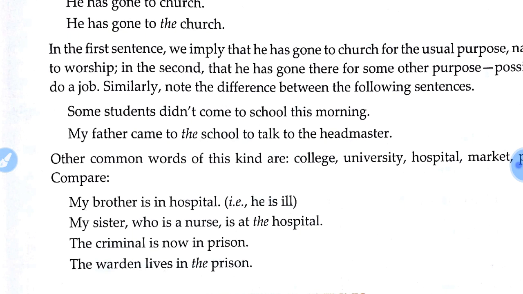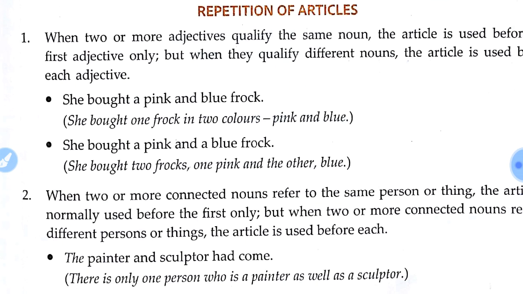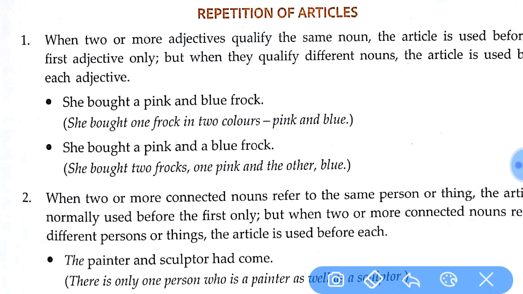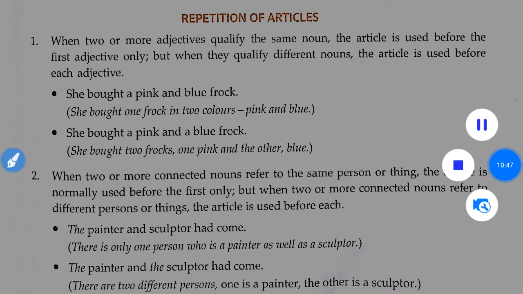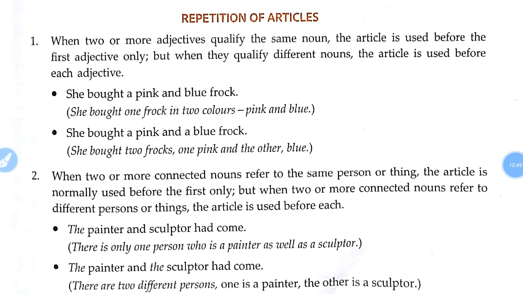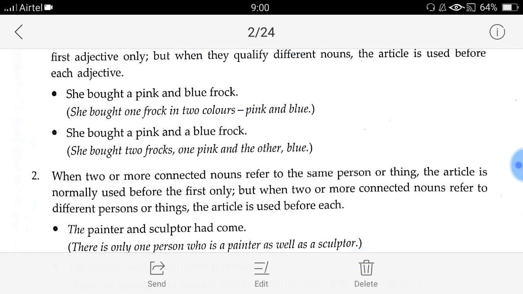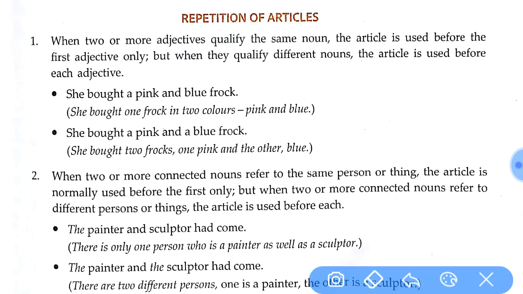Then there are some places where the repetition of the article is used. We will see some places the article is repeated and some places not repeated. Let's see what is the difference here when the article is repeated and when the article is not repeated. For example, look at, she bought a pink and blue frock. And then next we have, she bought a pink and a blue frock. See, both the meaning is different.